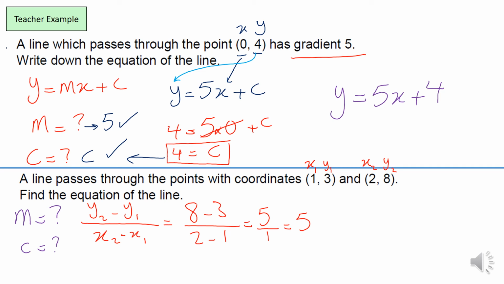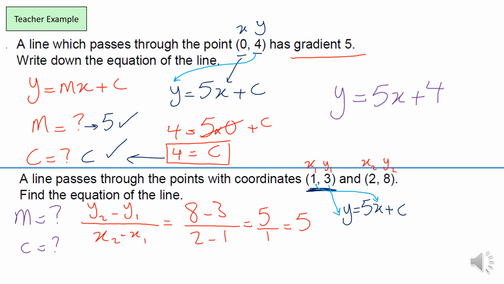We have the gradient, and we can use one of the points to find c. So let's see. I'm just going to use 5 and this point. Doesn't matter whichever you want to use, you can do. So first, I write the equation with y with m in it. So it's going to be y equals 5x plus c. Now, instead of x and y, what I'm going to do, I'm going to put 1 and 3.